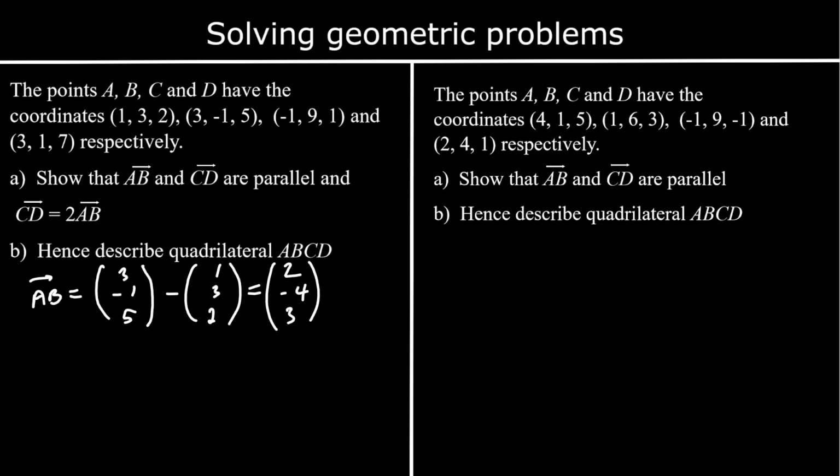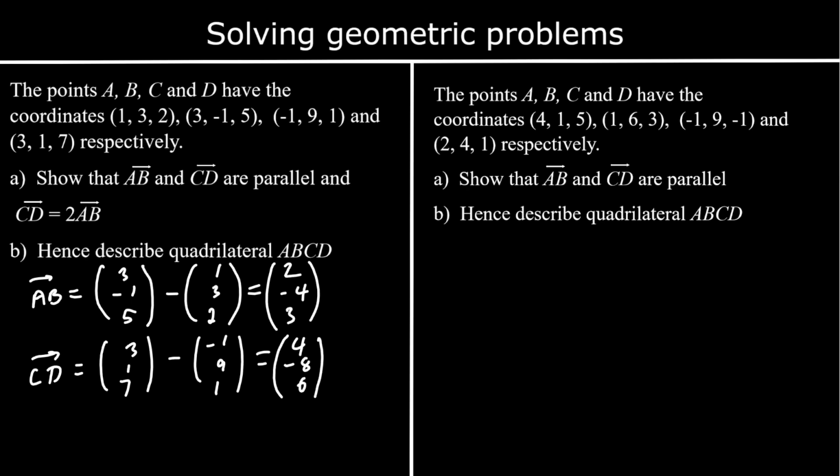The same for CD. So CD is going to be D take away C. So (3, 1, 7) take away (-1, 9, 1). 3 take away -1 is 4. 1 take away 9 is -8. And 7 take away 1 is 6.